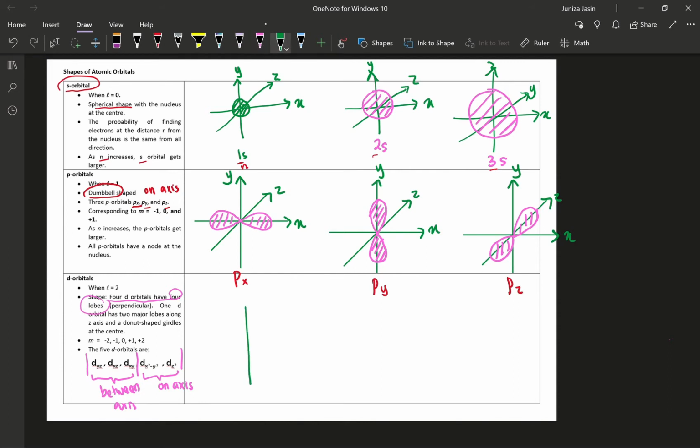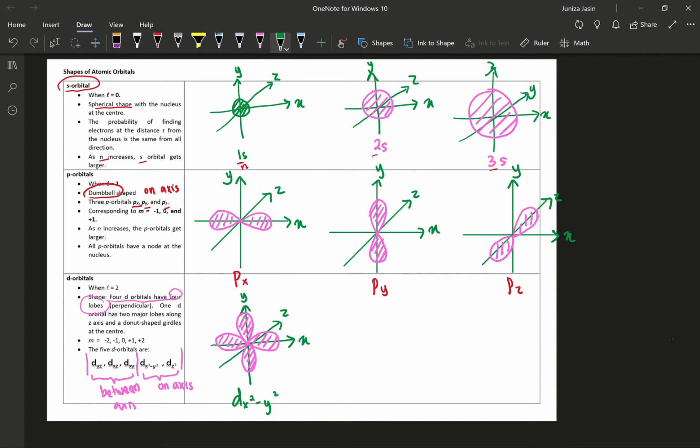Okay, so saya akan buat axis saya dulu. You can use ruler lah for this one. So, let's say this is x, this is y, this is z. So, I want to draw dx squared minus y squared. So, kita ada 4 lobes. 2 lobe di atas paksi x, 2 lobe lagi di atas paksi Y. So, kita draw macam ni. Ini di atas paksi X. And then another 2 lobe is on the Y axis. So, shape dia jadi macam bunga.